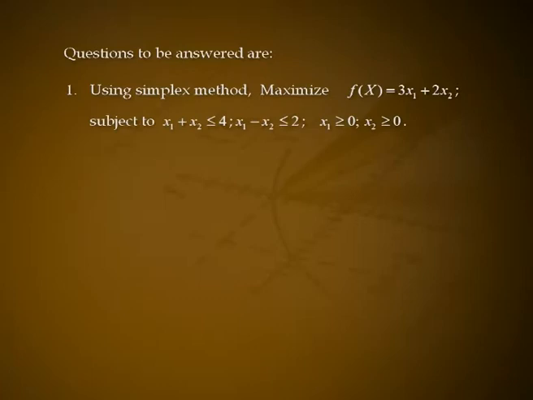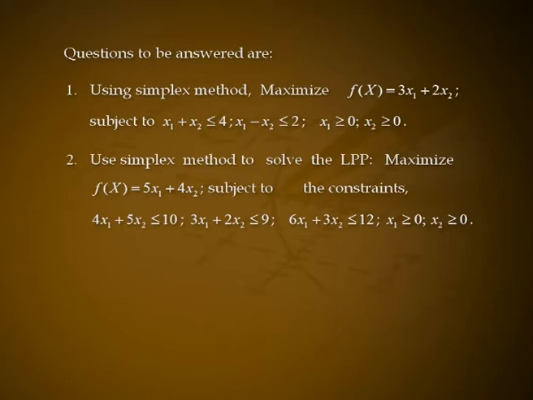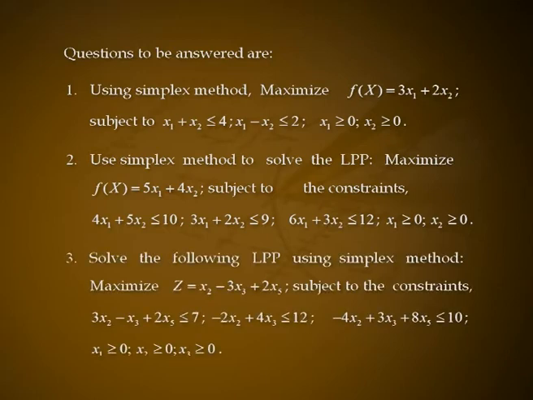Using the simplex method, maximize f of x equal to 3x1 plus 2x2 subject to x1 plus x2 less than or equal to 4, x1 minus x2 less than or equal to 2, x1 greater than or equal to 0, x2 greater than or equal to 0. Use the simplex method to solve the LPP. Maximize f of x equal to 5x1 plus 4x2 subject to the constraints 4x1 plus 5x2 less than or equal to 10, 3x1 plus 2x2 less than or equal to 9, 6x1 plus 3x2 less than or equal to 12, x1 greater than or equal to 0, x2 greater than or equal to 0.